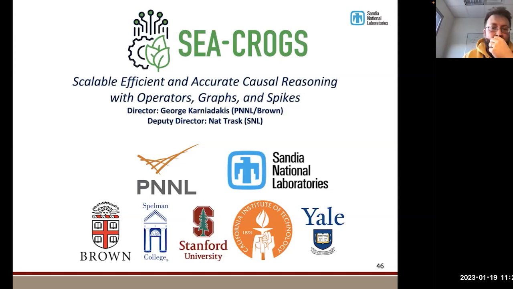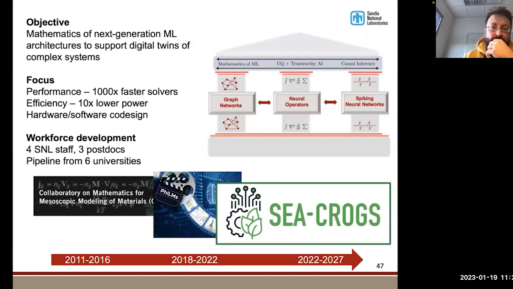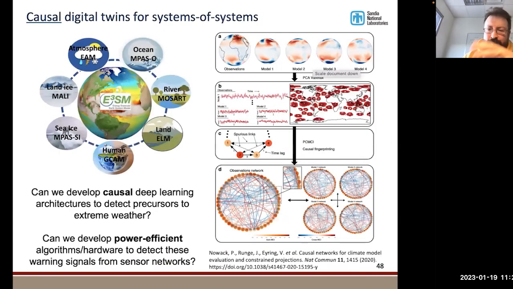I'll say one thing about this new center that we have, because this is really where I ran out of time to talk about causality. The idea behind this for climate is you want to identify reduced surrogates for climate models. And then you want to identify little blips. Say you have data from a wildfire in the Earth model, you want to identify that as a precursor to a hurricane in the atmosphere model, right?